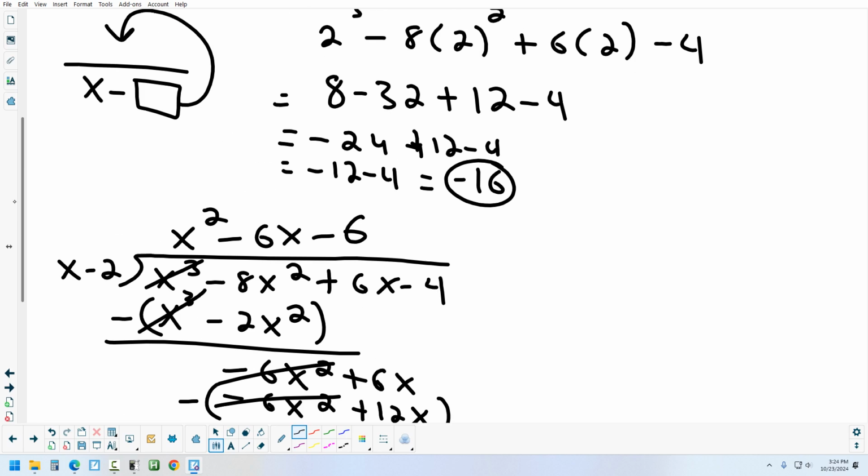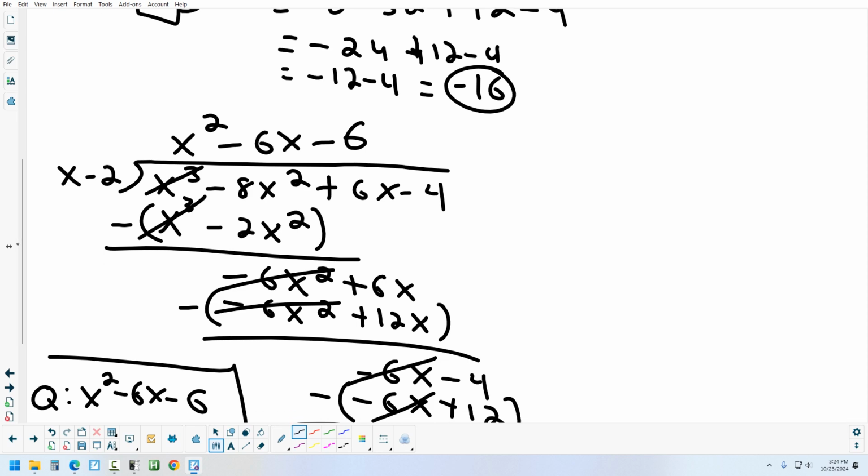Now, we could do that same thing one more time, except we could use synthetic division. So if we do synthetic, what number would go on the outside? When we're doing synthetic, what number would go on the outside?